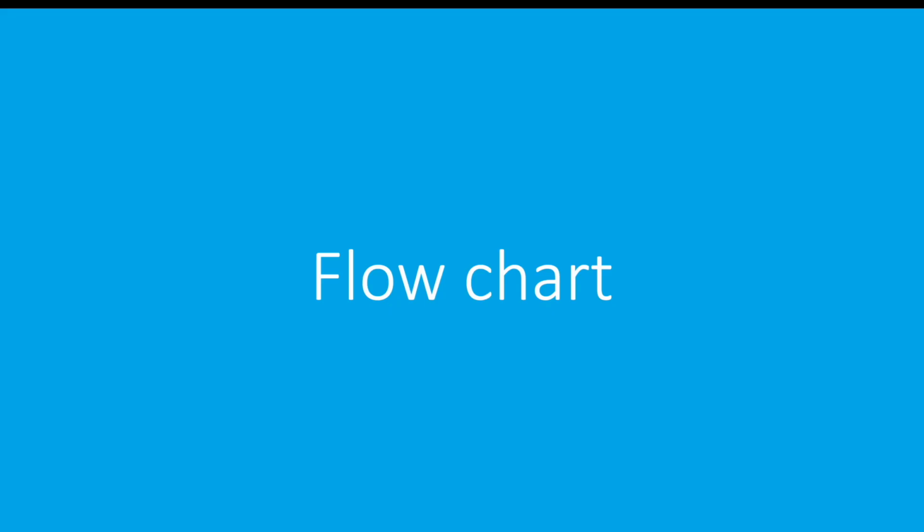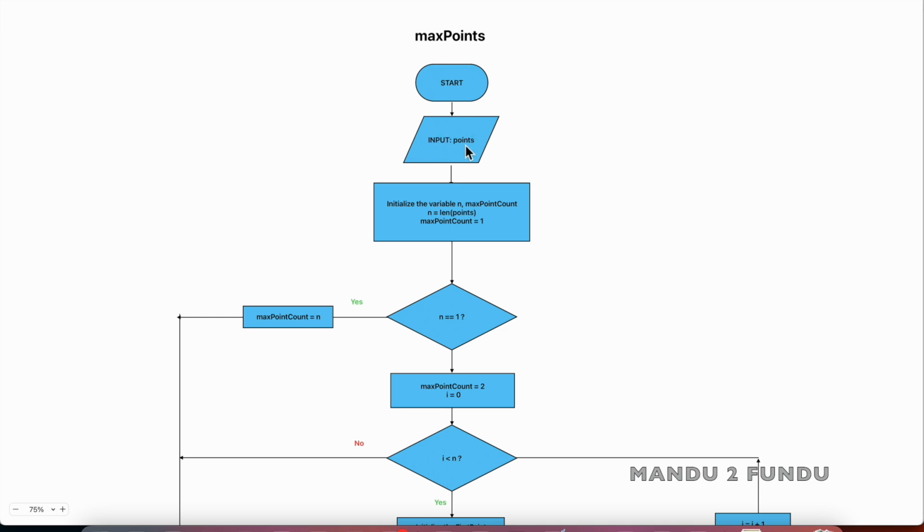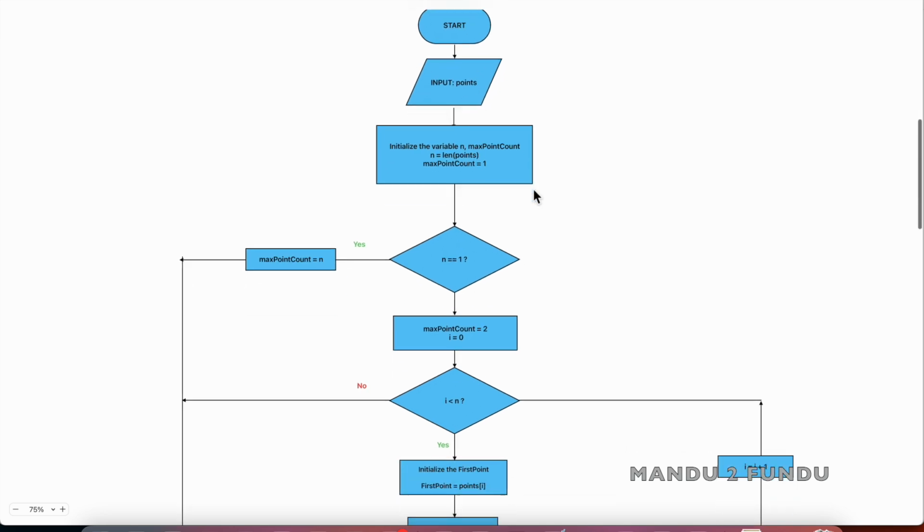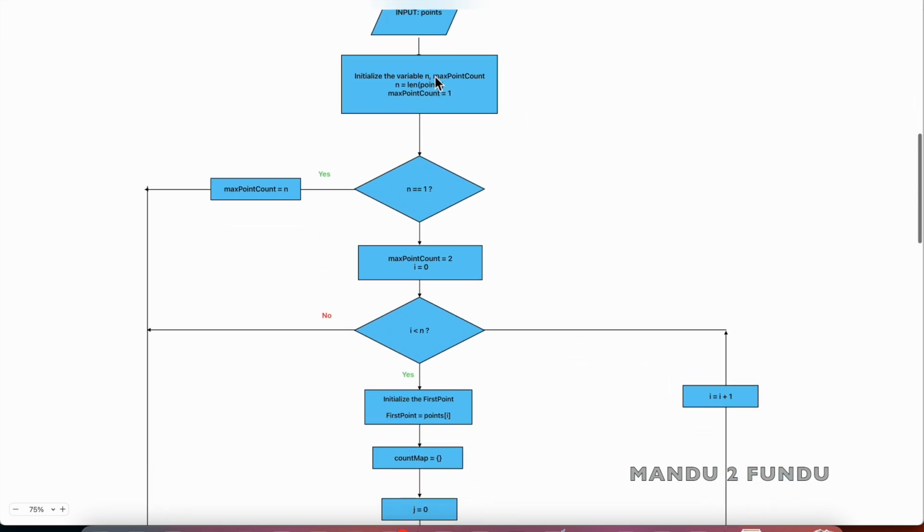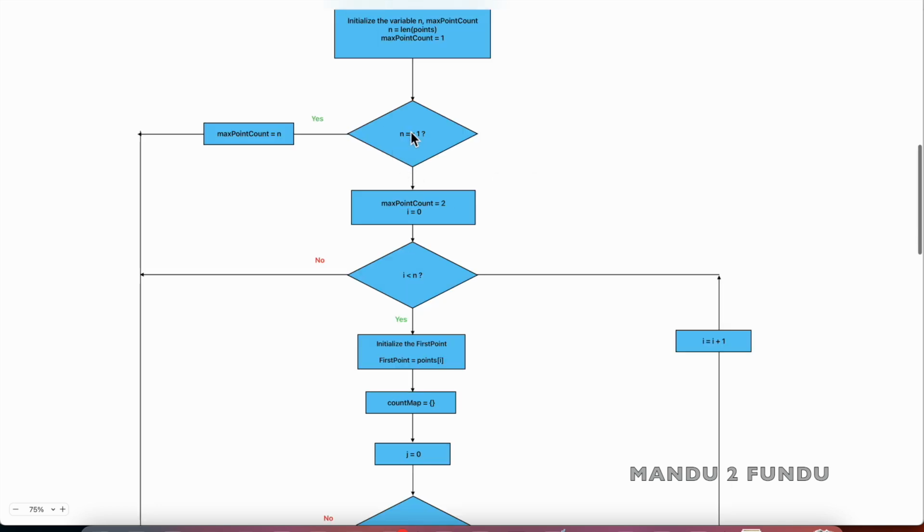Let's look at the flowchart. The input for this procedure is the points array. First we initialize the variable n and the max point count. The n is initialized with the number of elements in the input array points, and then the max point count is initialized with value 1. Then we check whether the number of elements in the input array is 1. If that is true, then we return n as the max point count.